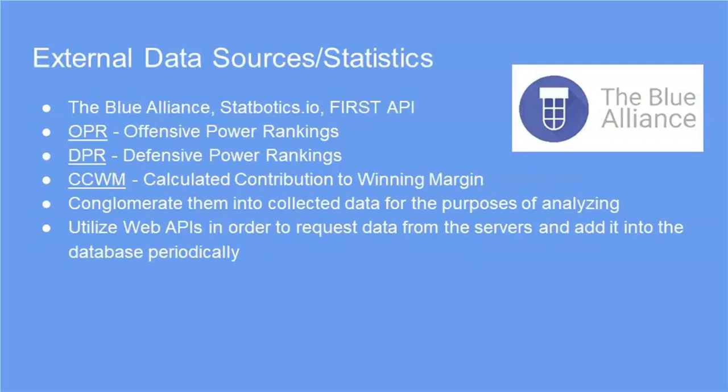So external data sources are also pretty useful in the scouting process. And they can give you information that no stand scout or no pit scout will be able to give you. So they're really important statistics to keep track of as an FRC data analyst. So you'll have OPR, DPR, CCWM. I can talk a bit more about these statistics later if you want. But basically, they give you insights into the offensive and defensive power of the teams.